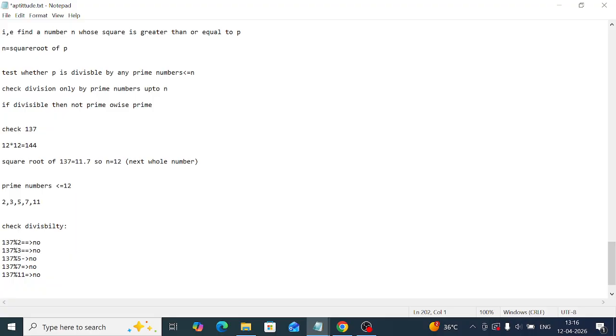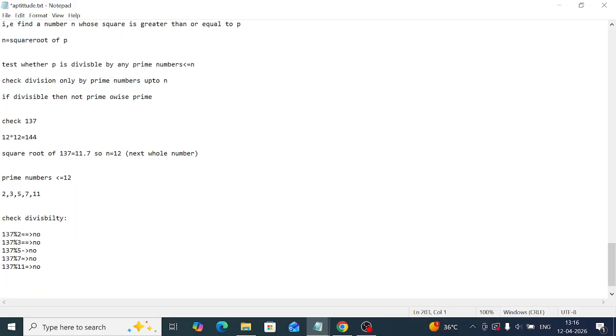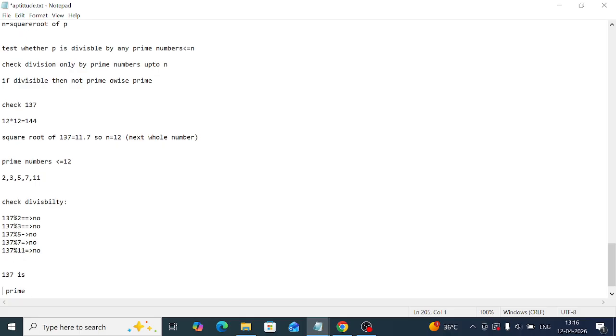If it is not divisible by any prime number up to N, then what? If divisible, then not prime. Otherwise prime. In this case 137 is a prime number. Why is it prime? It is not divisible by any prime numbers before 12. That's why it is prime. Like this you calculate whether a number is prime or not.